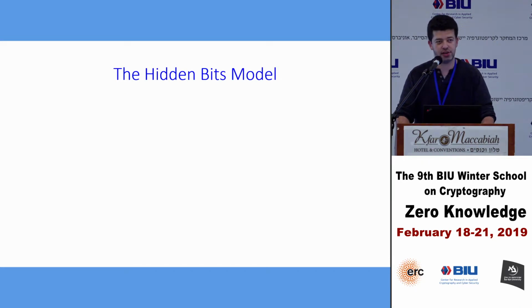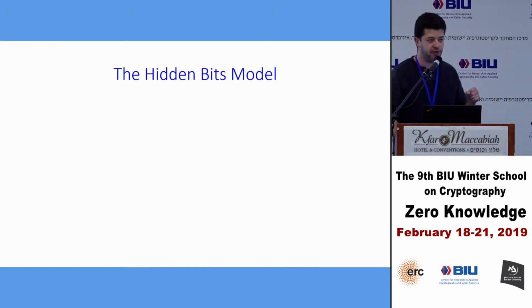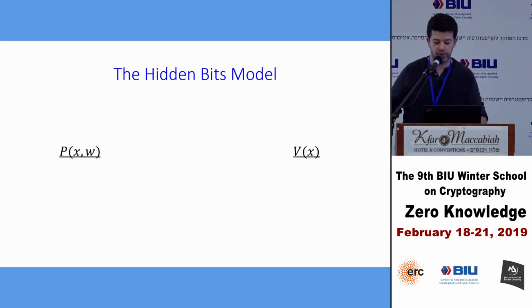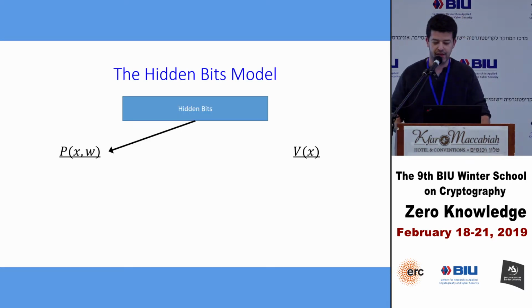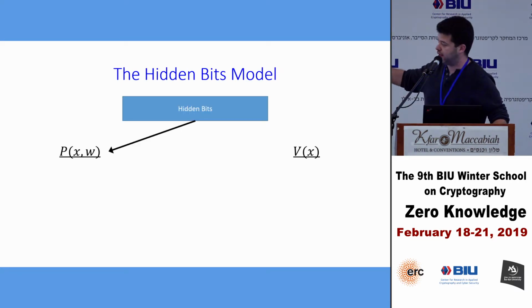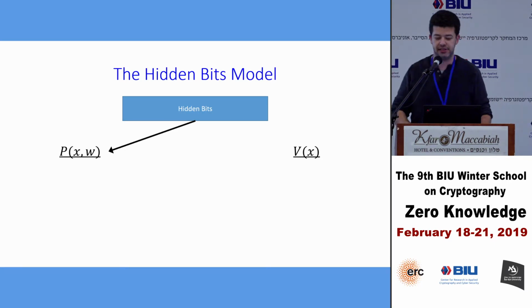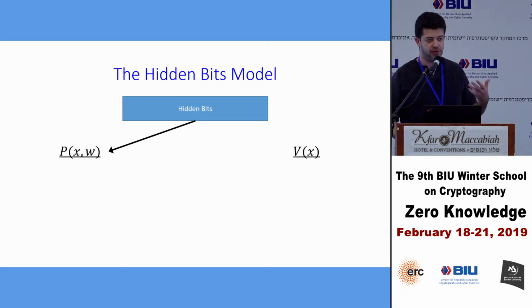Okay. So what is this hidden bits model? It resembles the CRS model, but it's different, and I want to be sure that the difference is clear. So as before, we have a verifier and a prover. Both get x. The prover also gets the witness w. And as before, we have this string in the sky. But the string, we call it the hidden bits for a reason that's going to be clear in a second. And only the prover gets to see these hidden bits.